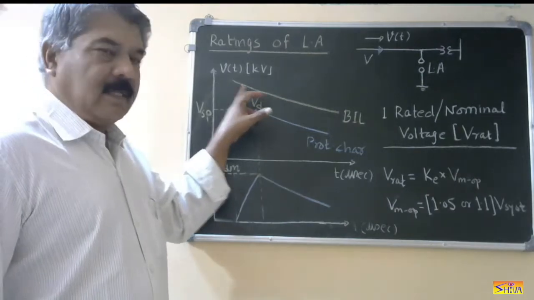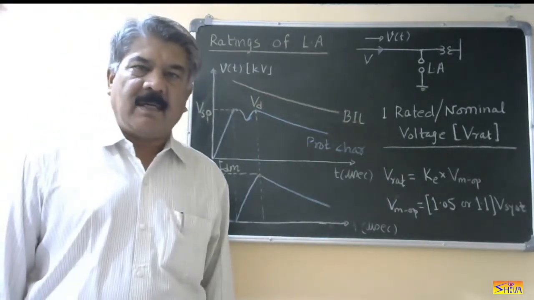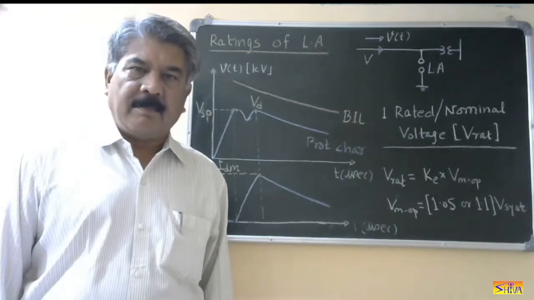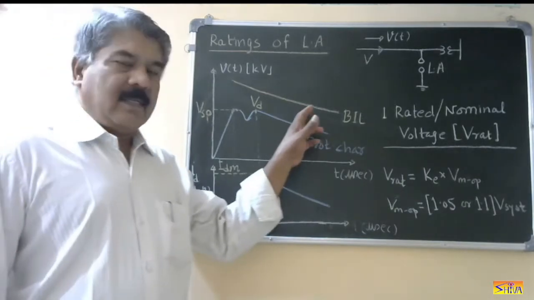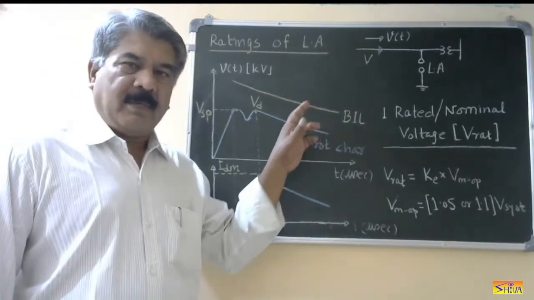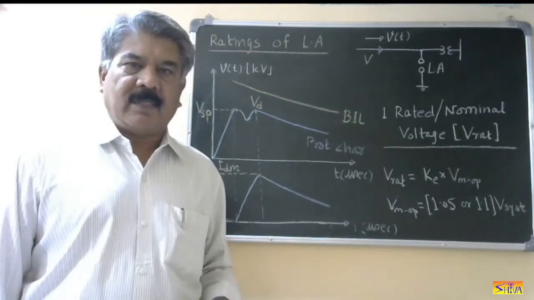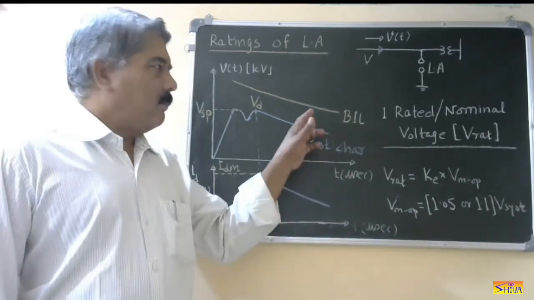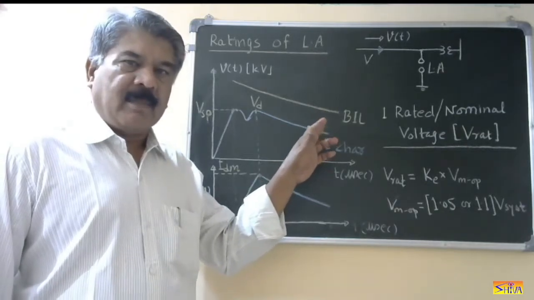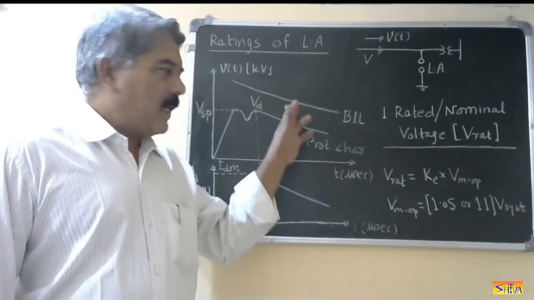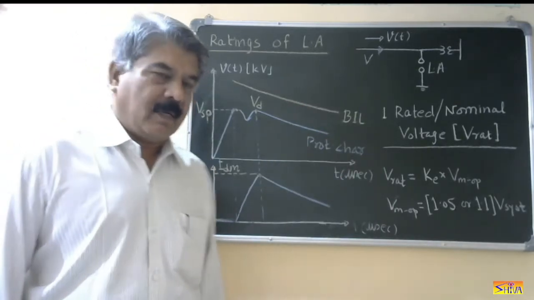The first thing here is BIL, that is basic impulse level, or basic impulse insulation level, or basic insulation level. It is defined as the peak value of the standard 1.2 by 50 microsecond impulse wave which the insulation of the system or the insulation of the equipment can sustain. So that is defined for the system as well as for the equipment.